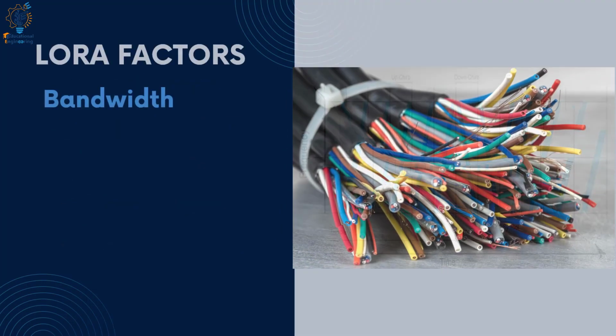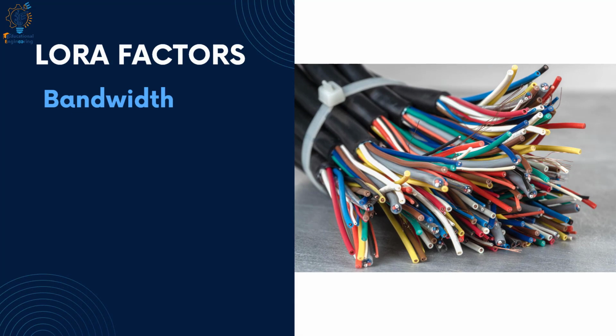When you start working with LoRa, you will notice that there are a lot of factors to adjust, like bandwidth, spreading factor, and coding rate. These settings determine how the signal is sent. Let's start by explaining what bandwidth is. Bandwidth measures how fast a signal changes. It tells us the maximum amount of information that can be sent in a certain time.